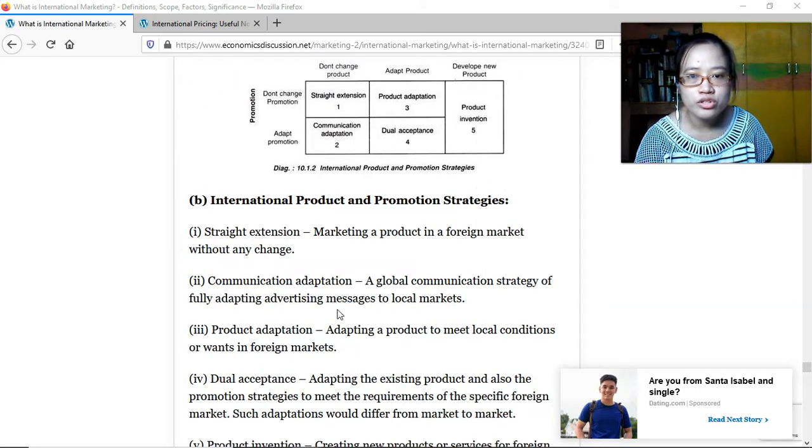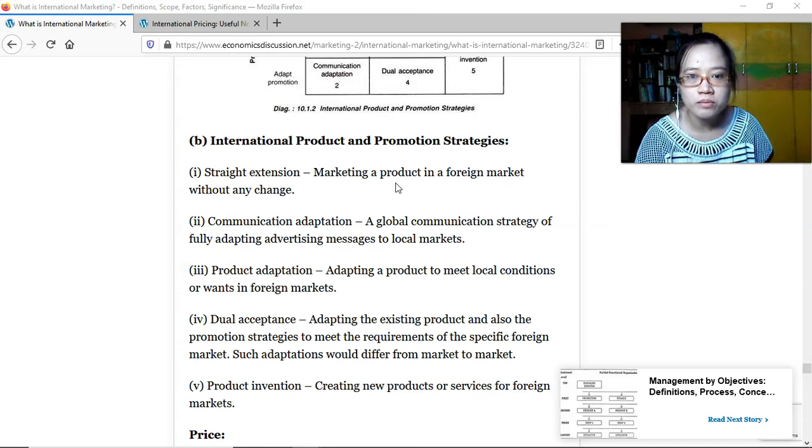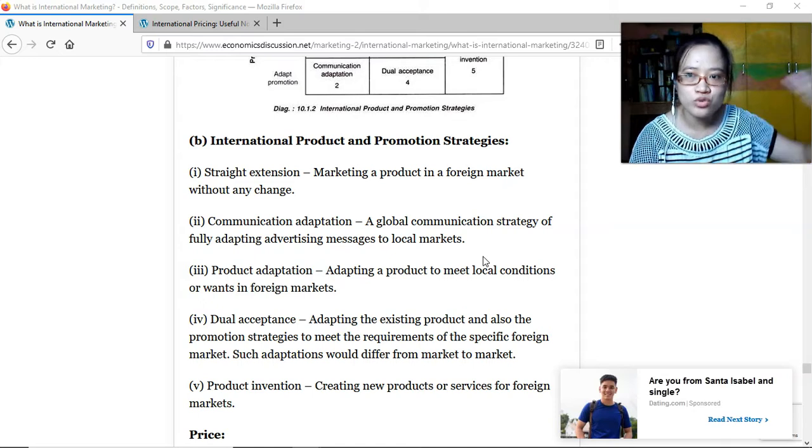International product and promotion strategies. Straight extension, marketing a product in a foreign market without any change. Communication adaptation, a global communication strategy of fully adapting advertising messages to local markets. Okay, so your product, but the marketing strategy is what's working in that particular market.